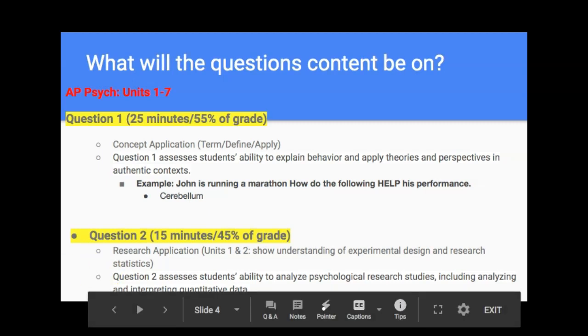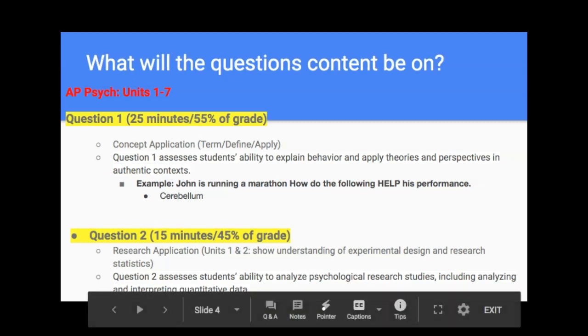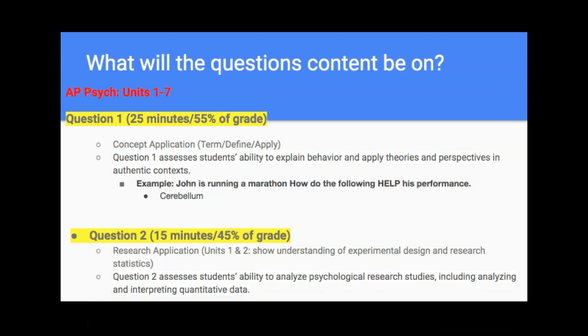And an example of applying a concept: John is running a marathon. How do the following help his performance? Let's say one of the terms related to this scenario is the cerebellum. A response that would score would be defining what a cerebellum is, but then also explaining that John's cerebellum helps coordinate voluntary muscle movement and balance, which will keep him from falling over during the race.